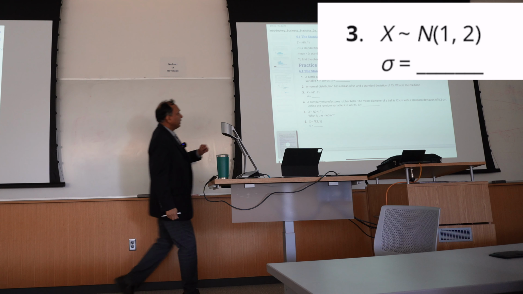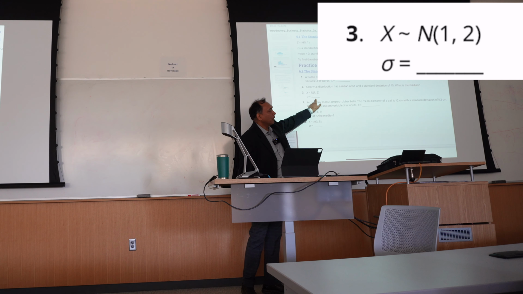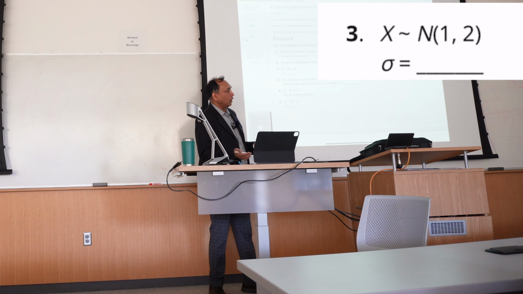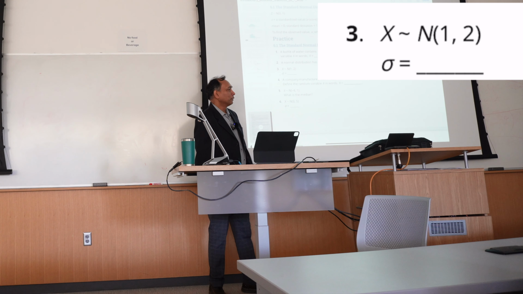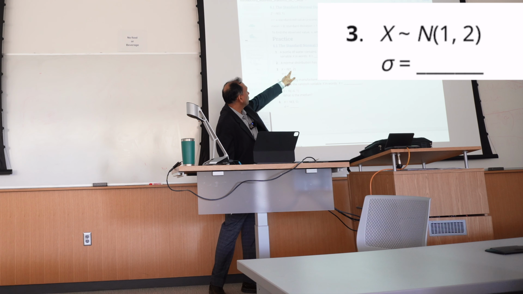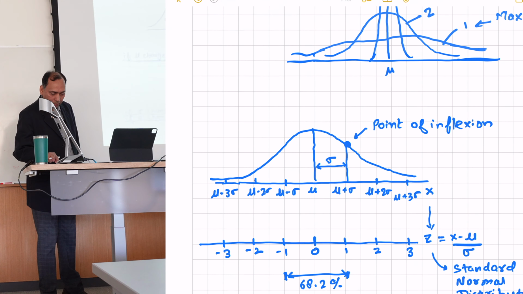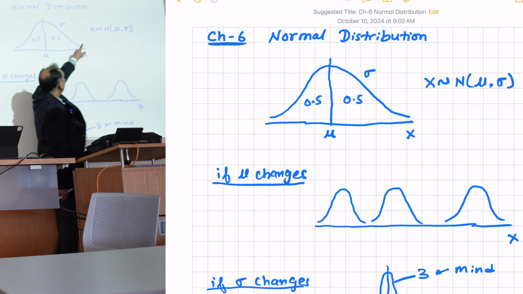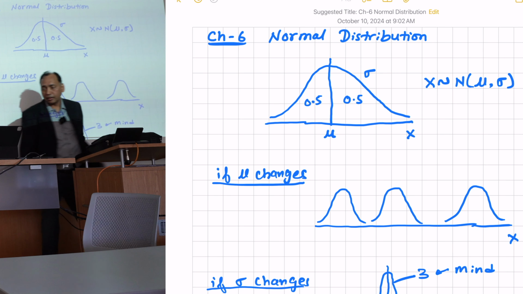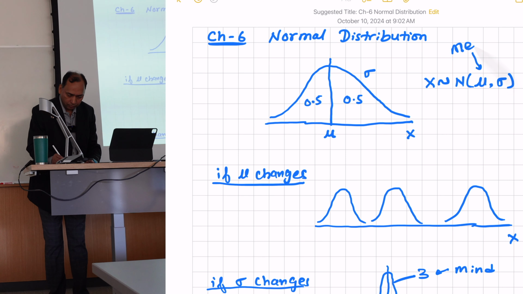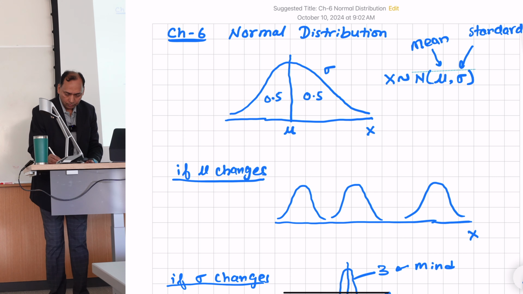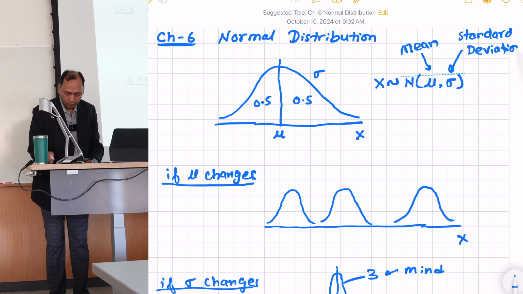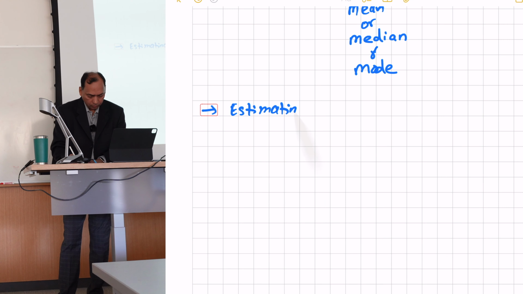X follows normal distribution, 1 and 2. How much is the sigma? So sigma captures what? Standard deviation or mean? Standard deviation. Yes, 100% right. So how much is sigma? 2. So very simple question. So this is mu or mean, sigma is 2. In the beginning itself, I wrote X follows normal distribution with mean and standard deviation. Like this is your mean and this is your standard deviation. So the second one is standard deviation.